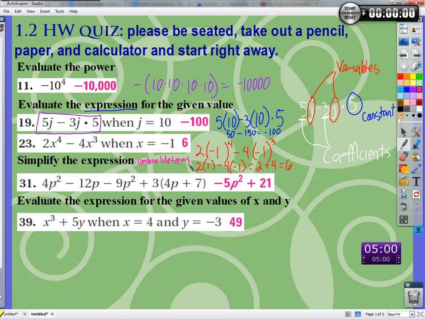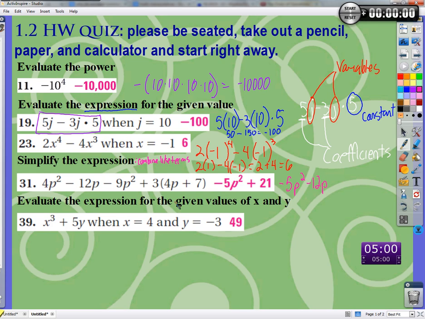So we can put them together. We cannot put a p squared with a p to the third or a p squared with a p to the first. It has to be the same variable, same exponent. So 4p squared, -9p squared, -5p squared together. We got -12p.